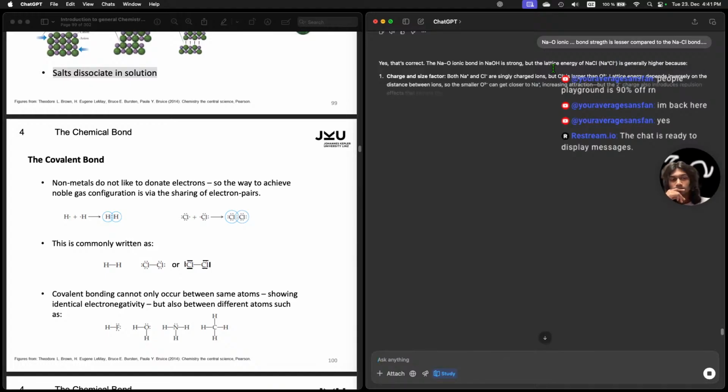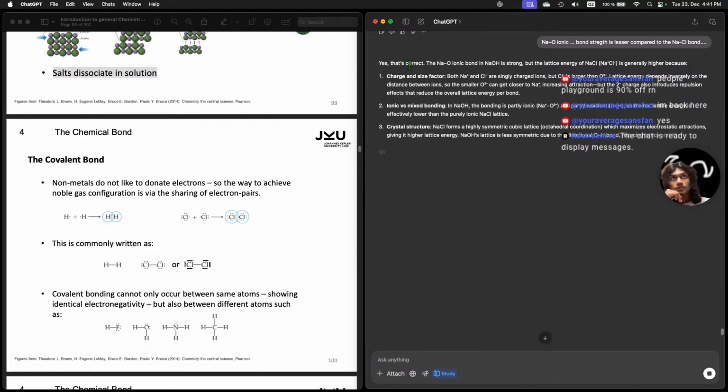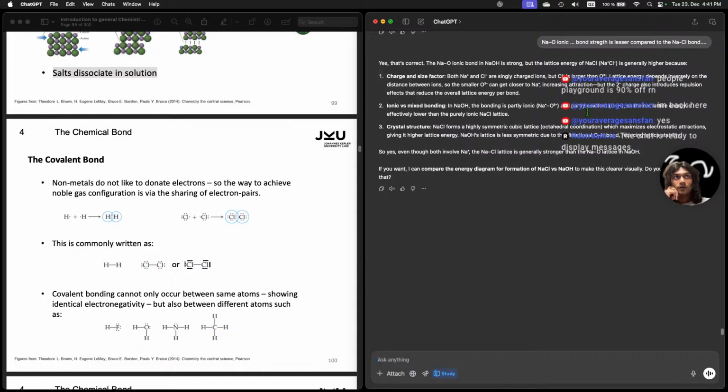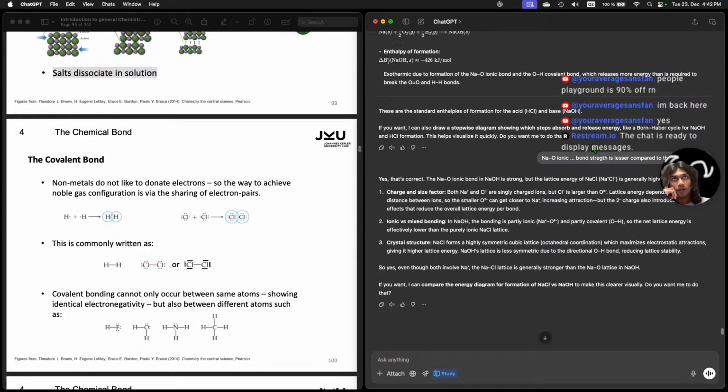Okay. Yes, that's correct. Charge and size factor, okay. Ionic versus mixed bonding. Highly symmetric cubic lattice, okay.